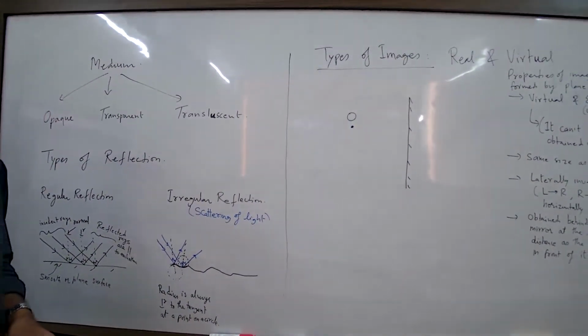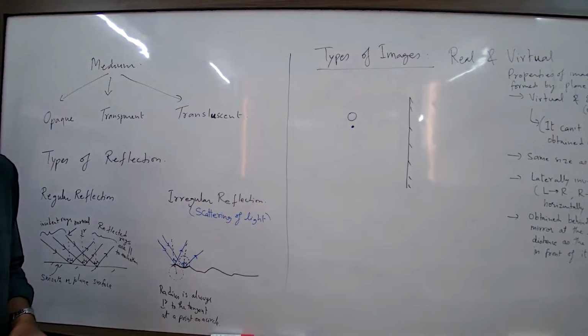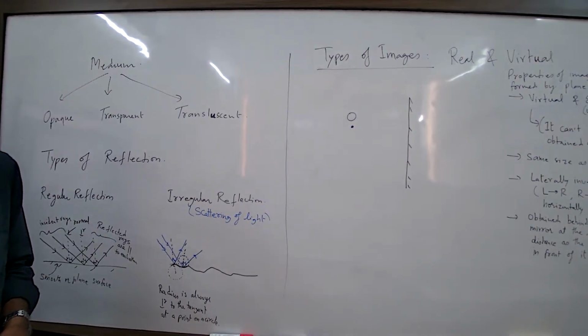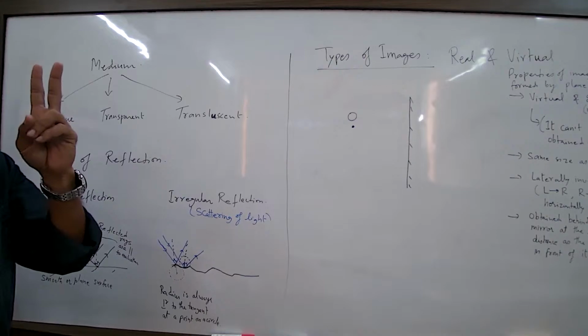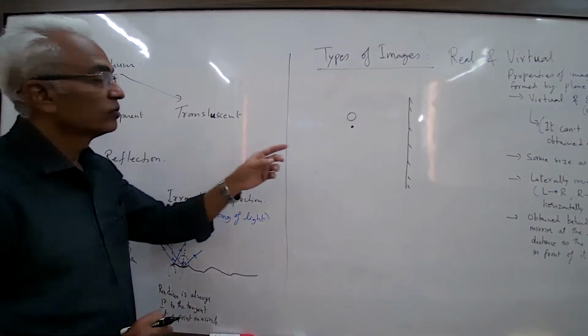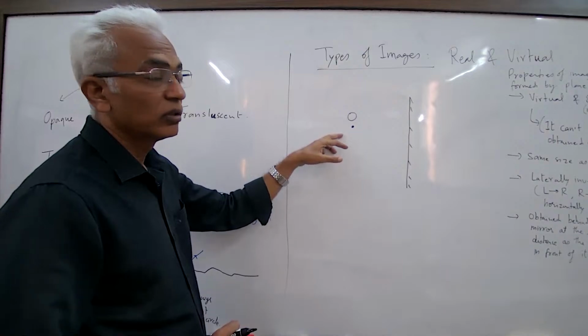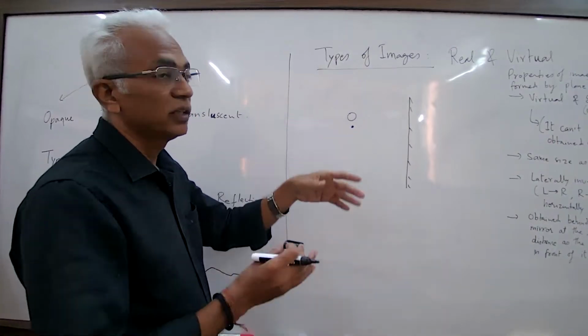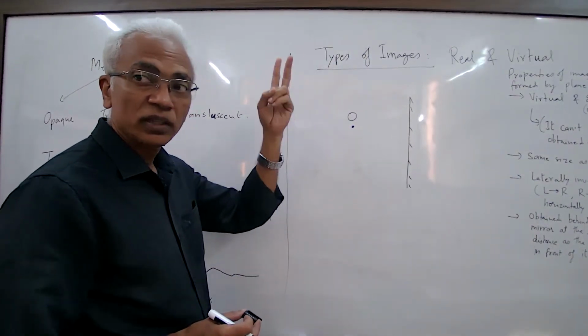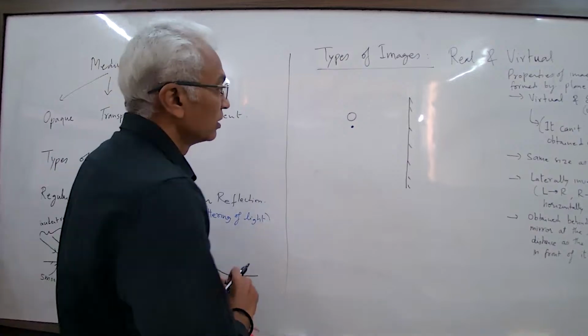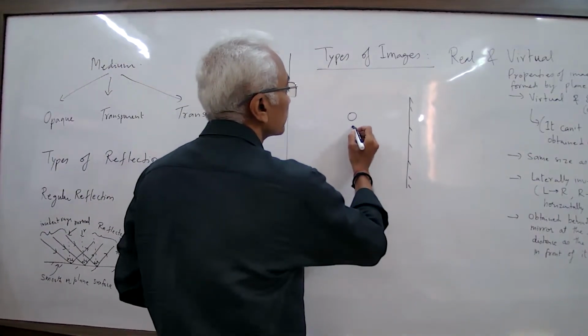So how do we obtain the image? What is the criteria for obtaining the image? We require a minimum of 2 rays. Now from the object, I told you when the light is incident on the object, it will reflect in infinite directions. But we need only 2 rays. So let's take any 2 rays.